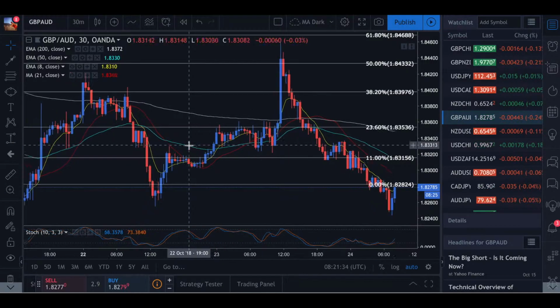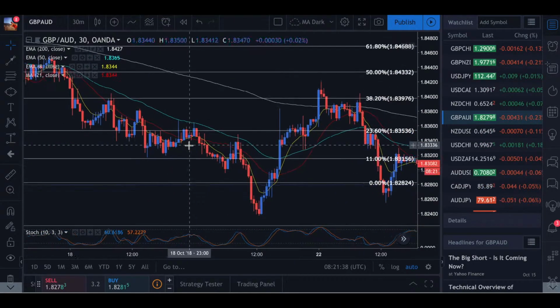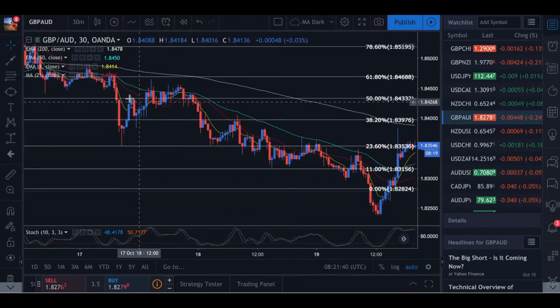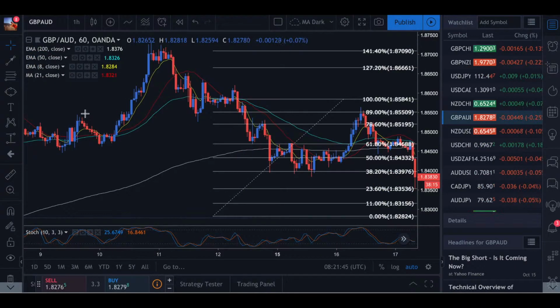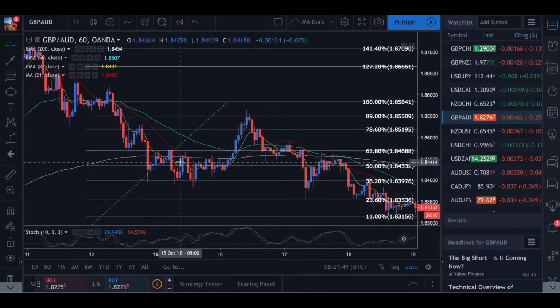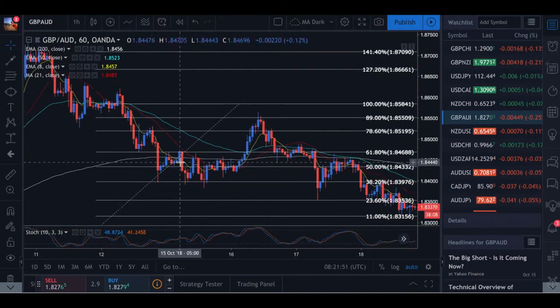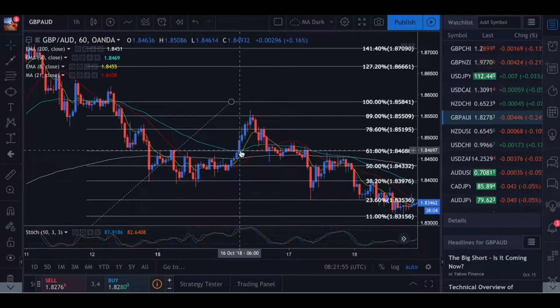So here we had, let's go back, GBP/AUD. You can see we were consolidating, clean break, straight up in a few hours, straight up to the 89.